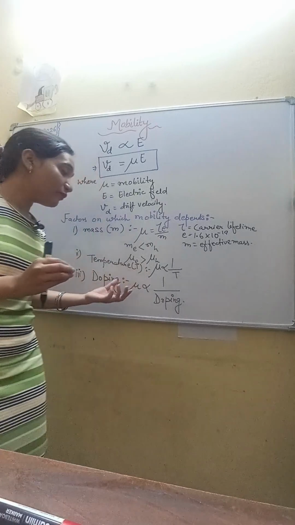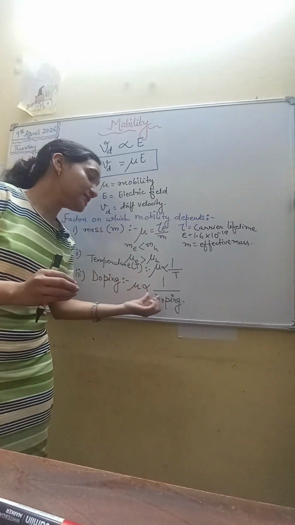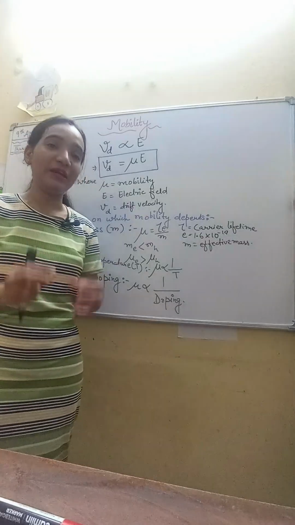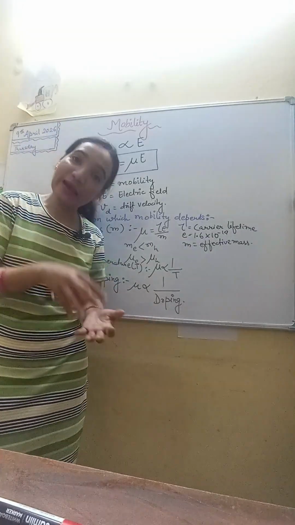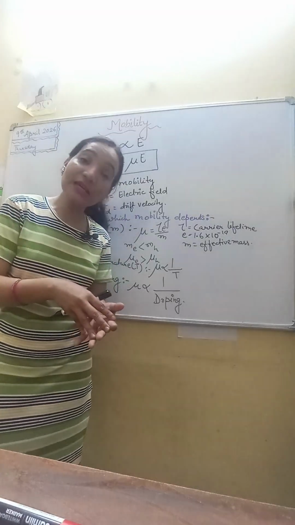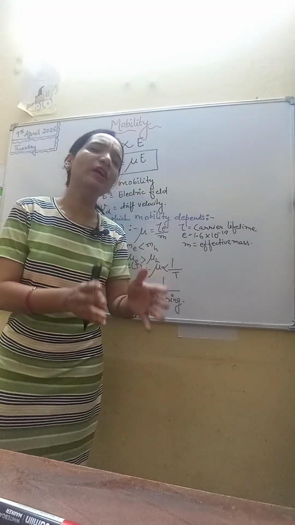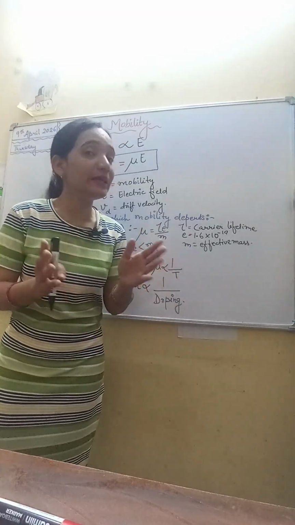So we can say the mobility is inversely proportional to doping. If it is heavily doped, the number of carriers is more, and if the number of carriers is more, then the mobility of the semiconductor or the conductor decreases.